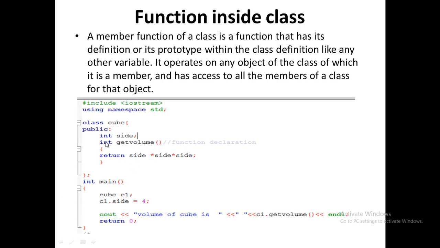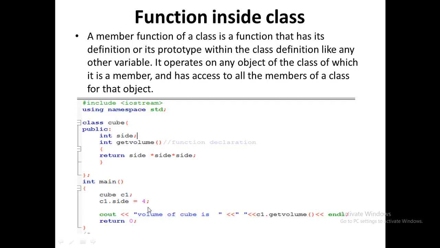As you can see, we define the class cube, then the public access specifier, and then we define the data member, and here we define the function along with its definition. We define the body too inside the class. So this function can access all the elements of the class directly, and we can access this function through the object of the class.